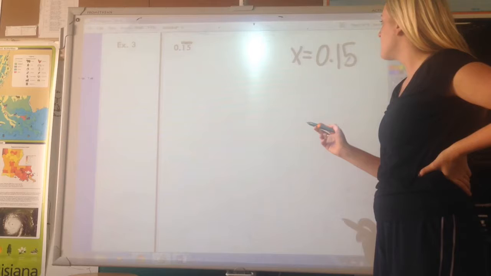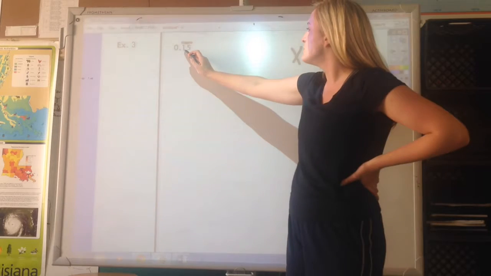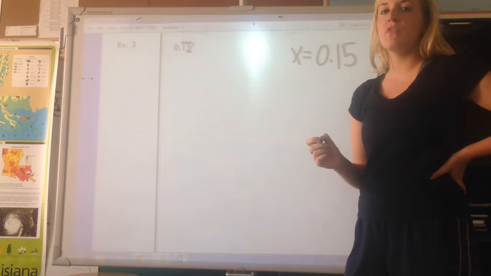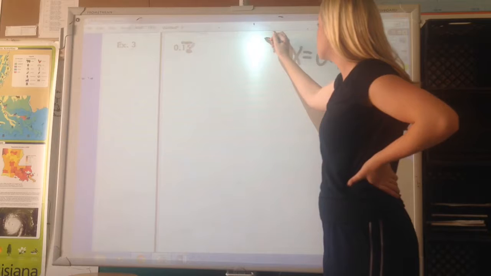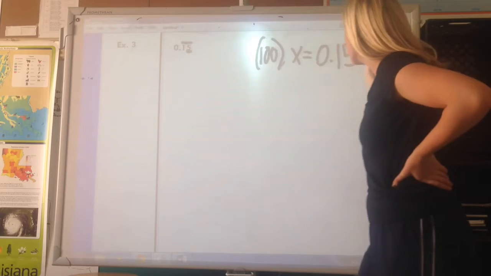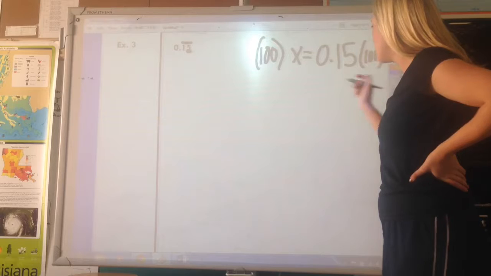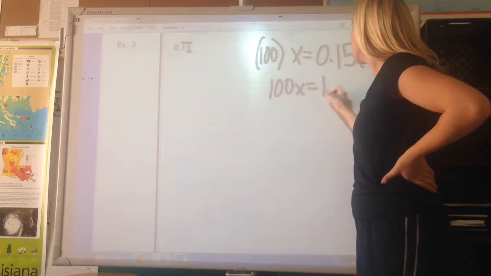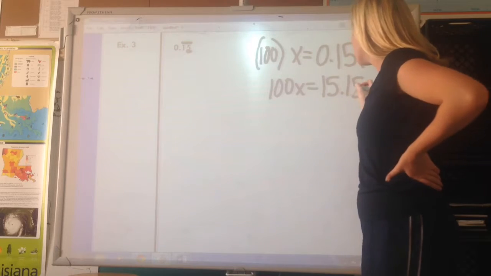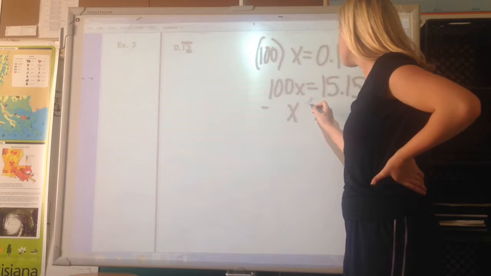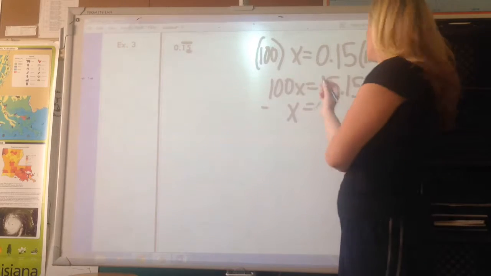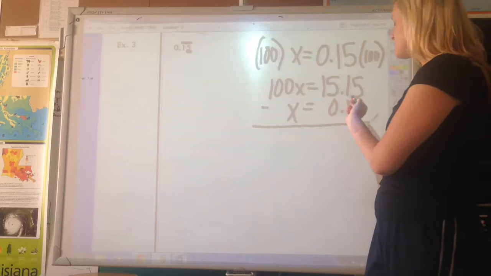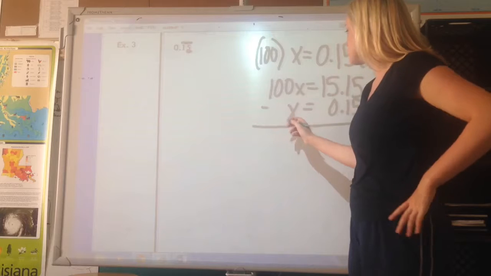And then my process is the same. I know since there are 2 digits past the decimal and 5 is in the 100ths place, in order to move that decimal to the right 2 places, I have to multiply both sides by 100. And that leaves me with 100x equals 15.15. And then my process is the same from there. I subtract my original equation of x equals 0.15, and then I just subtract down.